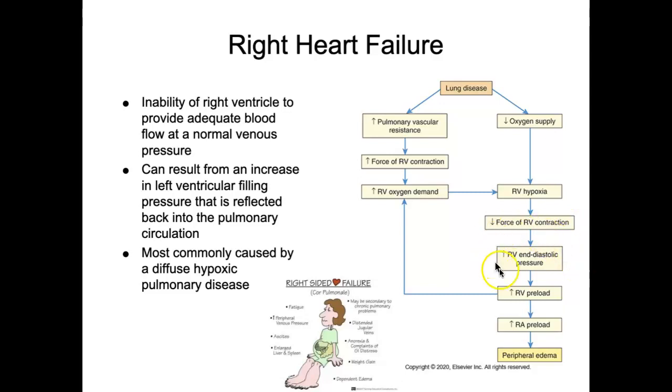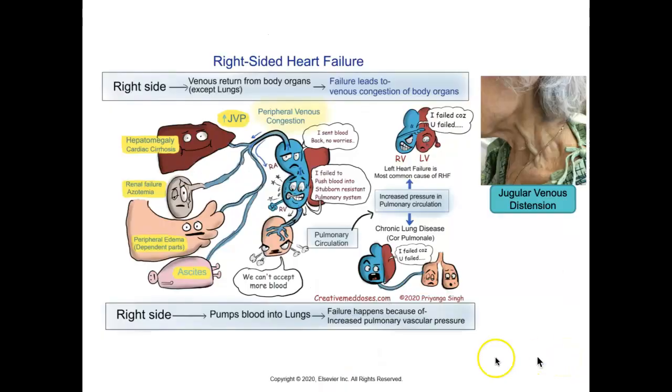We then will see an increase in the right ventricular end diastolic pressure, which increases the preload, and then eventually increases the right atrium preload, and we get a result of peripheral edema. Now, I really like this illustration here showing that taking place because of that peripheral venous congestion. All of this is going to be backing up into several different organs.